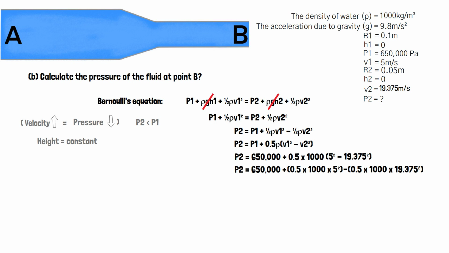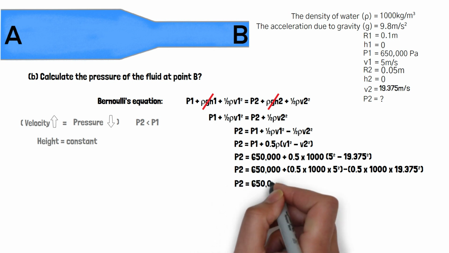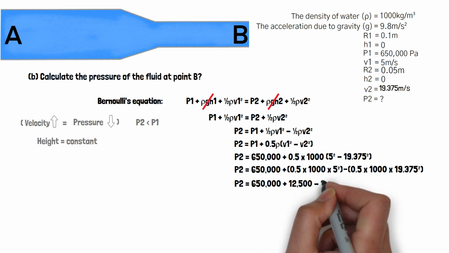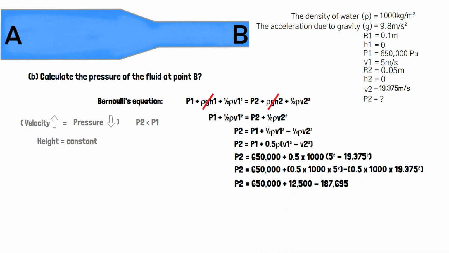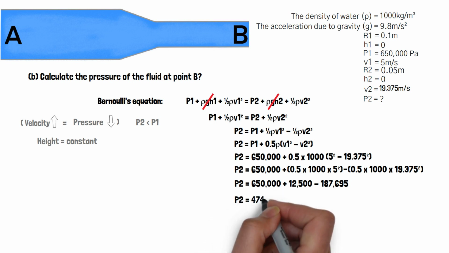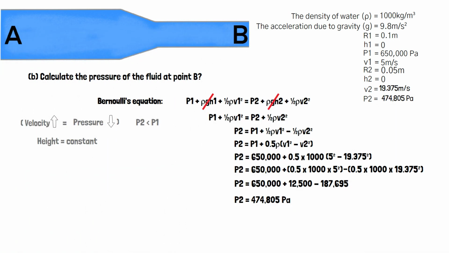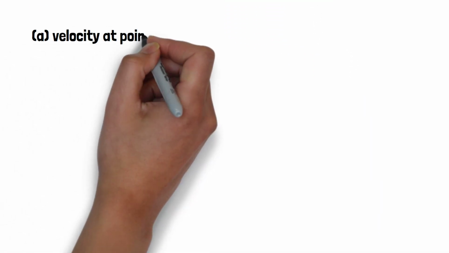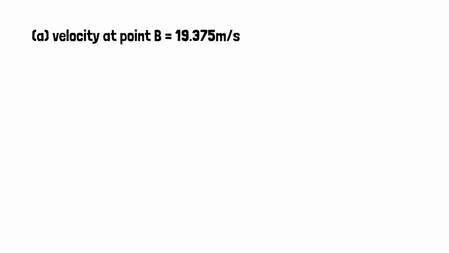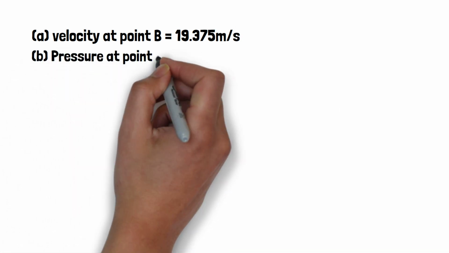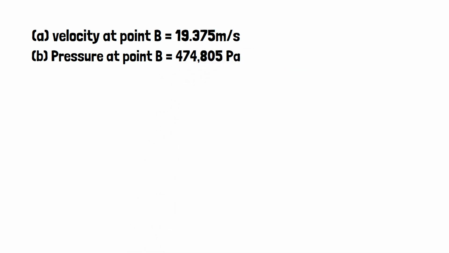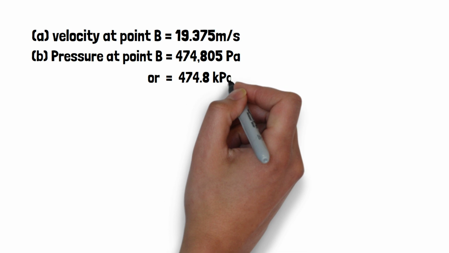This equation becomes P2 equals 650,000 plus 12,500 minus 187,695, which equals 474,805 pascals. As there has been an increase in velocity of the fluid, and our value for P2 is lower than our value for P1, we know our answer is consistent with the expected answer. In conclusion, our value for velocity at point B was found to be 19.375 metres per second, and our value for pressure at point B was found to be 474,805 pascals, or 474.8 kilopascals.